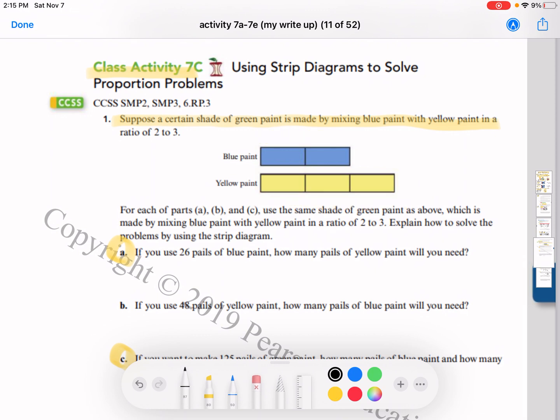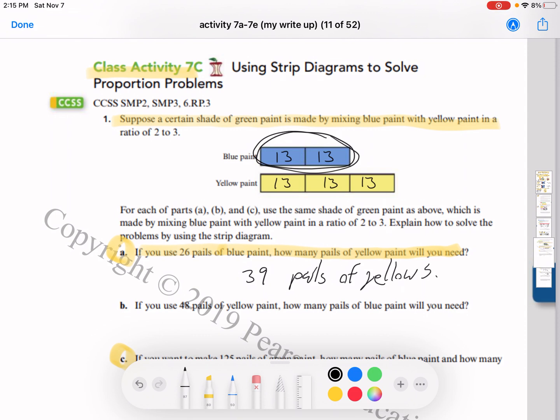Now, this first problem says if we use 26 pails of blue paint, then how many pails of yellow paint would we need? So that means all of this is 26 pails of blue. So cut 26 in half, and that means this is 13 and 13. And if we're going to maintain this ratio, this has to be 13, 13, and 13. So 13 plus 13 plus 13 means we would need 39 pails of yellow to maintain our 2 to 3 relationship with 26 pails of blue.